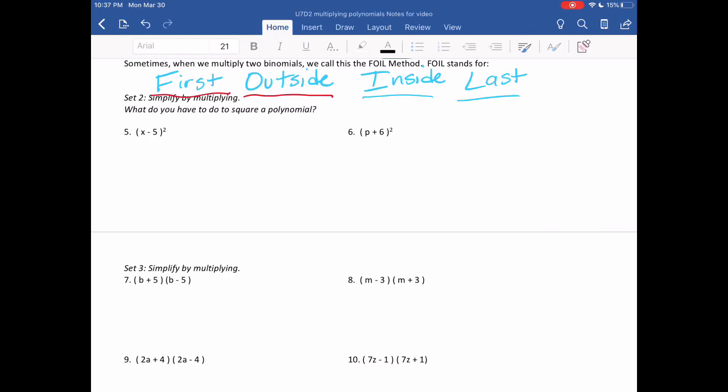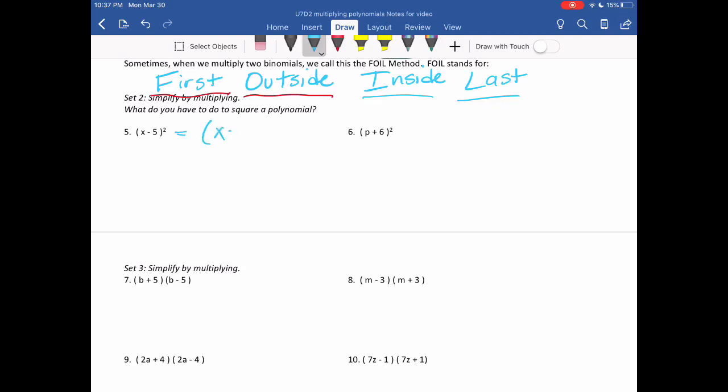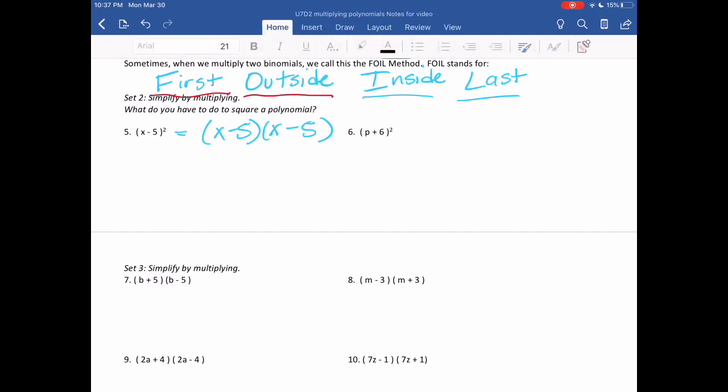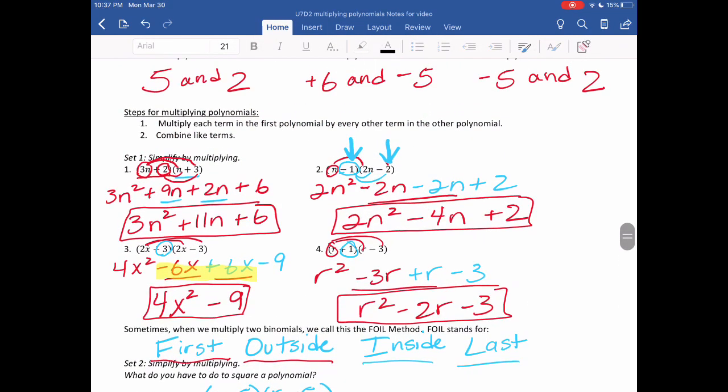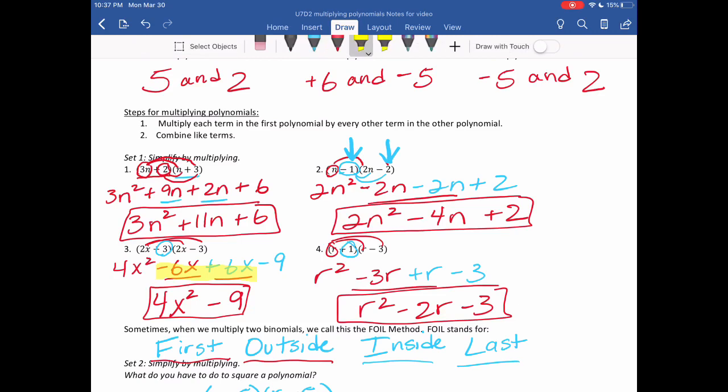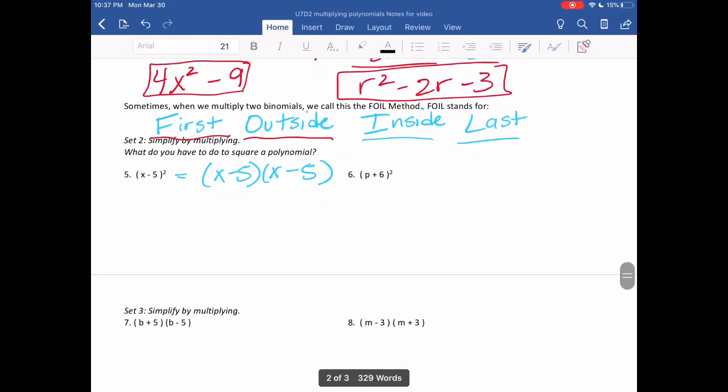So set number 2, we're going to simplify by multiplying. When we square something, when we square a polynomial, whenever we square something, we multiply it by itself, right? So for example, number 5 here, x minus 5 squared, that really means x minus 5 times x minus 5. You got to write that out twice, okay? I multiply by itself, and when I multiply by itself, I follow the FOIL method. First, outside, inside, last, okay? And really, the FOIL method is just an easier way to remember how to multiply each term in the first polynomial by every term in the other polynomial, all right?